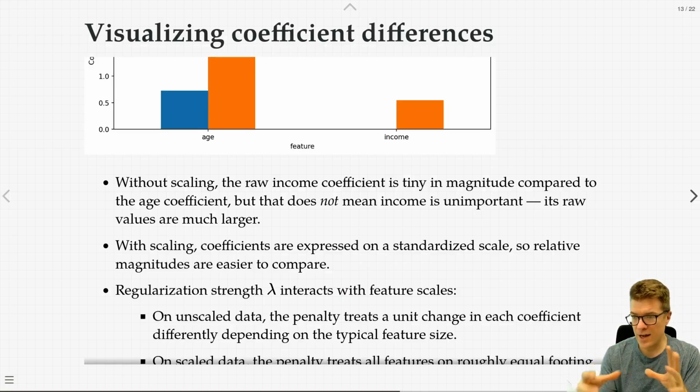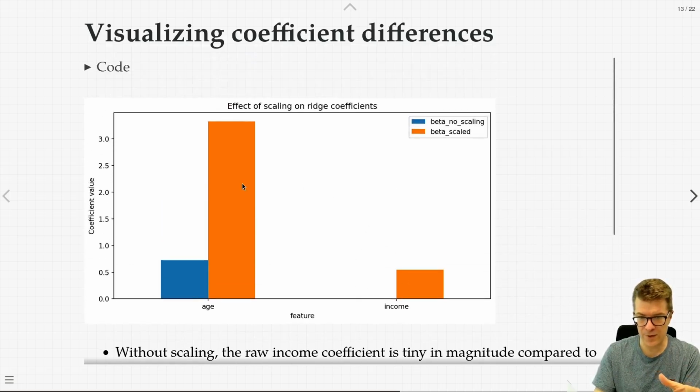So any kind of differences here, like the difference between income and age, now we can say it's not just a weird factor of the units that is making income seem so unimportant. Income is less important than age, but not to the extent that we would imagine without scaling.